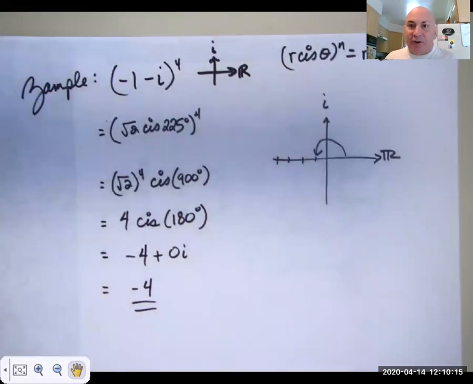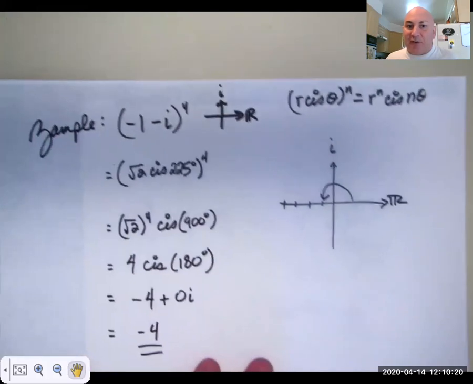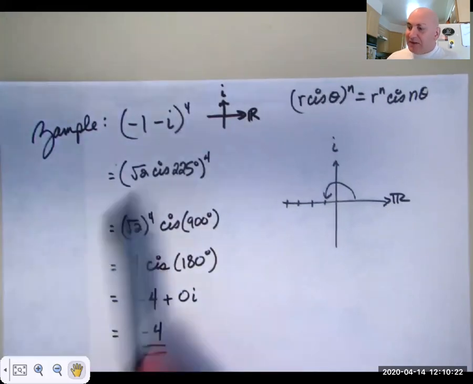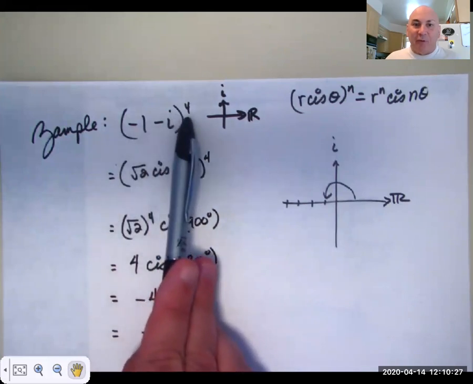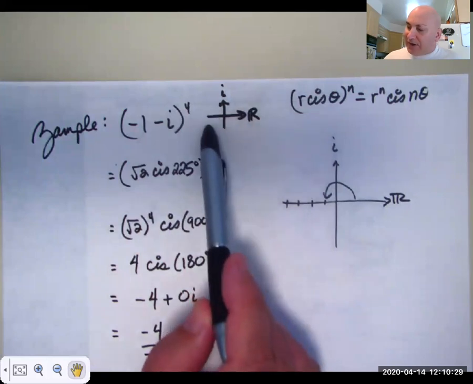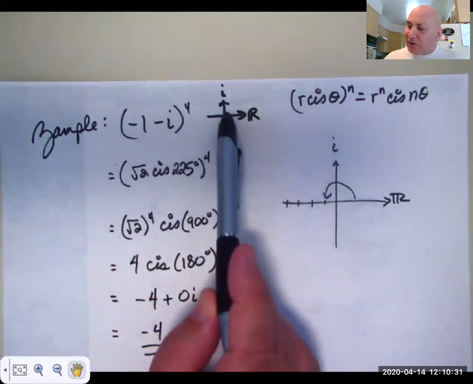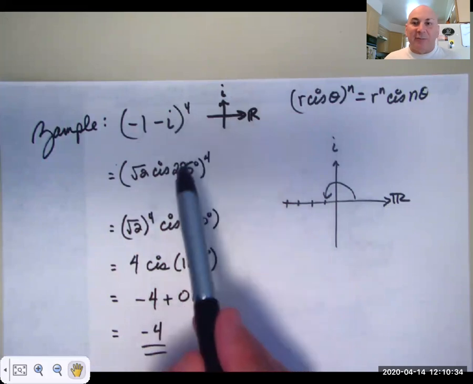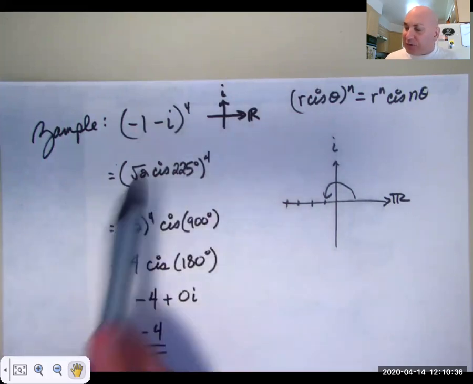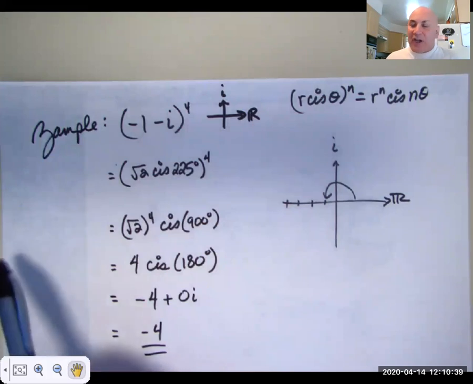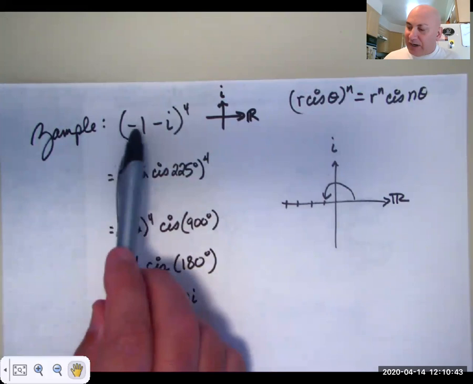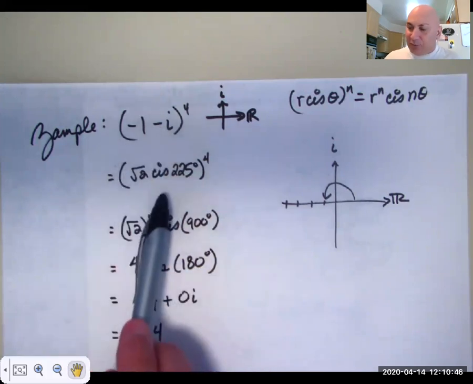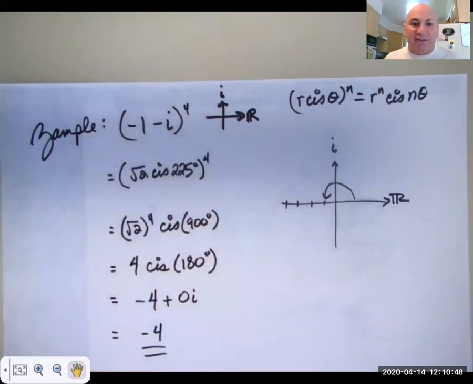Now, I know my picture is going to be up there in the corner, but I don't know exactly where, so I'll bring it down here. Let's take negative 1 minus i, raise it to the fourth power. Negative 1 minus i, you should be able to look and go negative 1, negative 1. That's going to be a 45 degree reference angle, 225 degrees in the third quadrant. And if it's 1 and 1, the hypotenuse has to be root 2. So negative 1 minus i is root 2 cis 225 degrees.